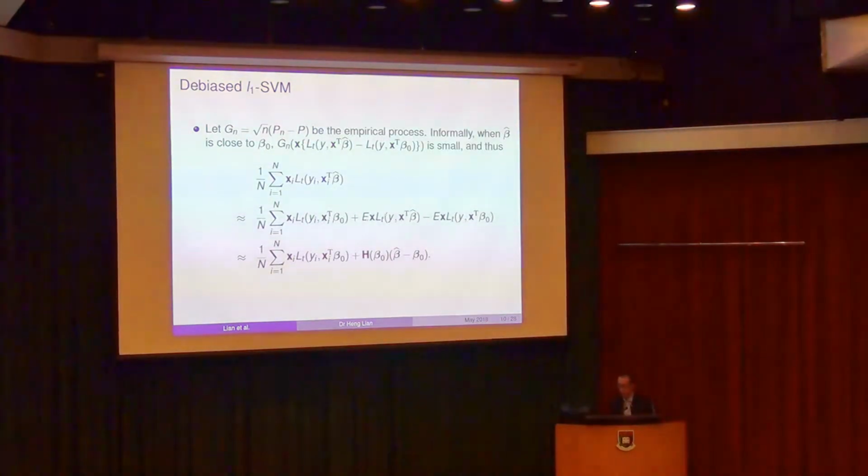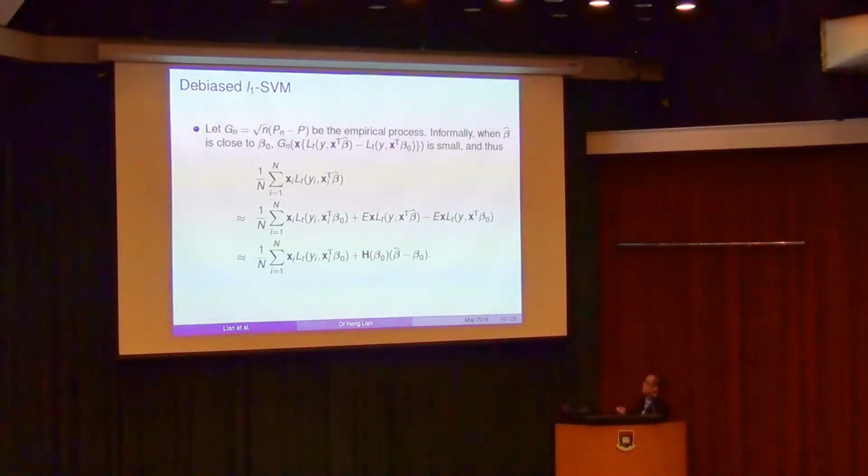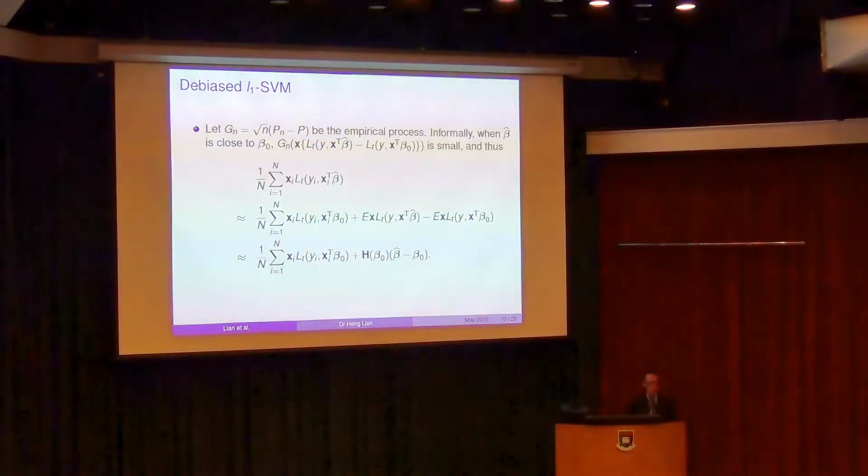Now this equation, if you look at the left hand side and the right hand side, this is just what statisticians usually do when we do asymptotic analysis. We do expansion, so beta hat minus beta 0 comes out on the right hand side. So we just multiply both sides by the inverse of the Hessian matrix. You have an expansion of the difference.